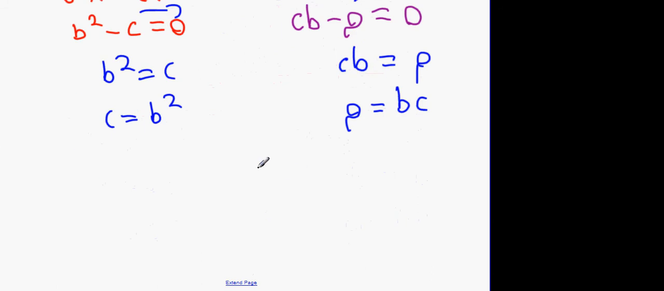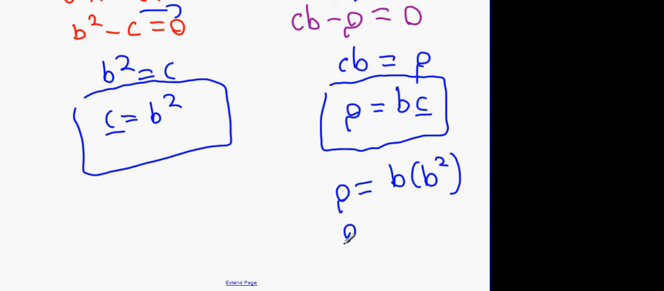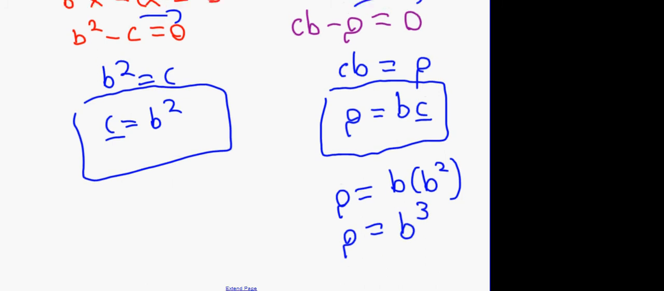So what we have is our two equations here, and what I need to do is get rid of the c on this one. So I can say p equals b times b squared, because c is b squared. Therefore p equals b cubed. That's that one done. Look up again.